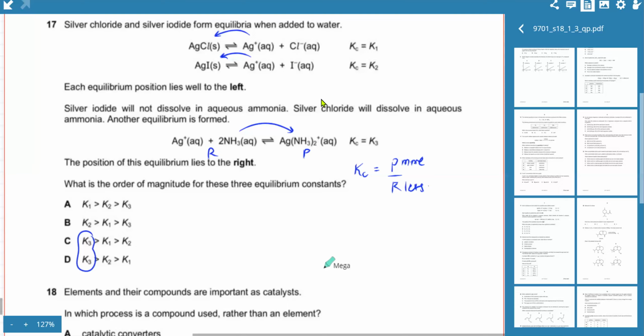So the thing is that AgI does not dissolve. It has an insoluble precipitate, right? Why does it have an insoluble precipitate? I mean, you know this, silver iodide forms a yellow precipitate, which is insoluble in ammonia. It has an insoluble precipitate in NH3.